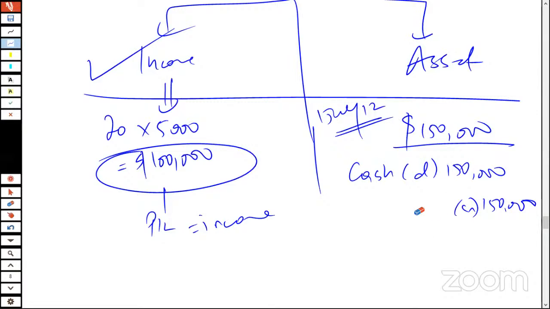So I would rather say that the property, plant, equipment is going to be credited by 150,000, because I have no idea about the life of this asset. And when I don't have the idea about the life of the asset, I cannot specifically say how much of the grant income can be amortized during the current year.